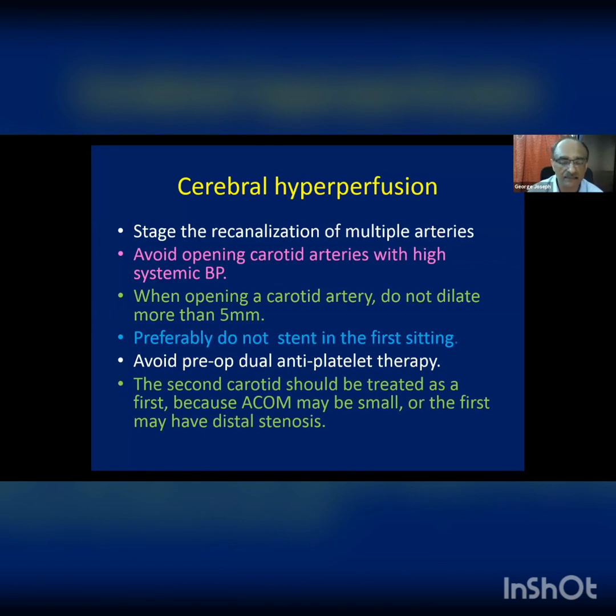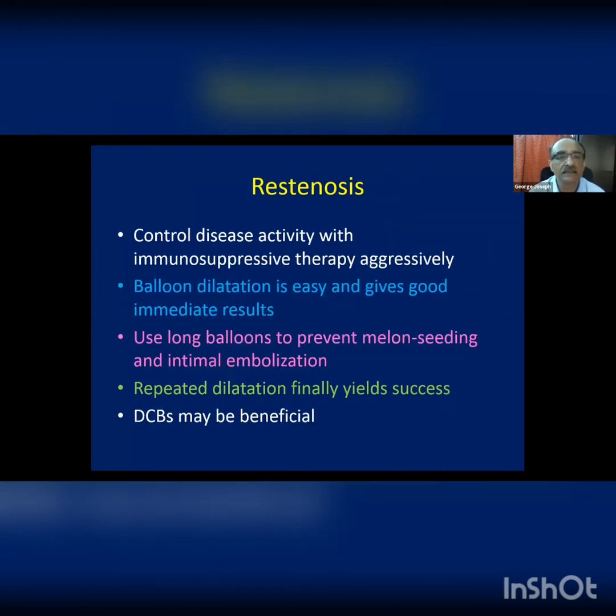And like the case I showed, the second carotid artery which you may treat should be treated like the first, because the anterior communicating artery may not be well developed, or there may be a distal intracranial stenosis. So the brain may still behave like it's been underperfused when you do the second artery. And as far as restenosis goes, it's very important to control disease activity.